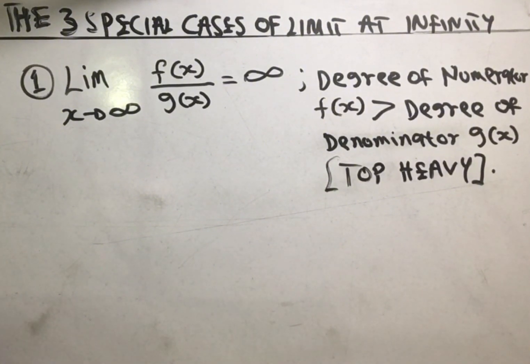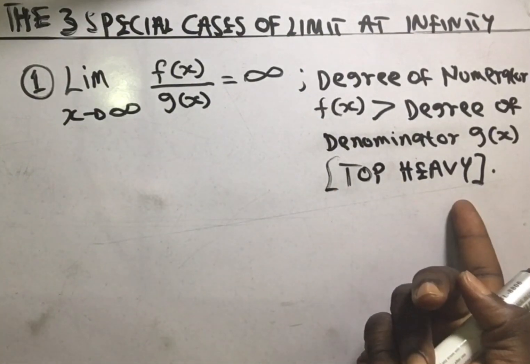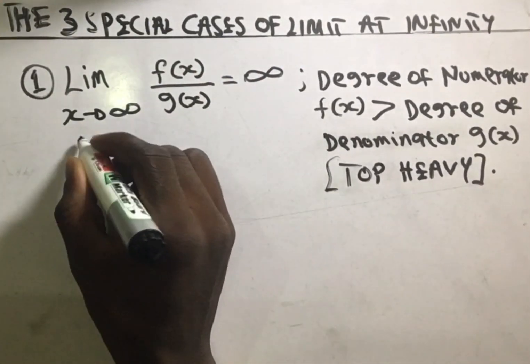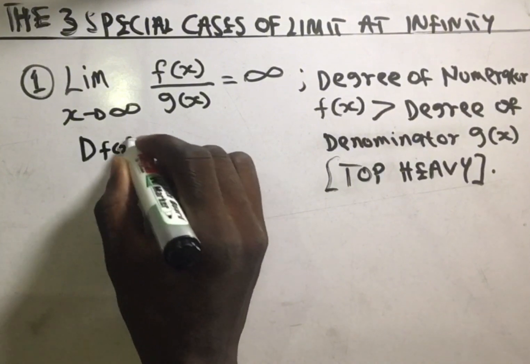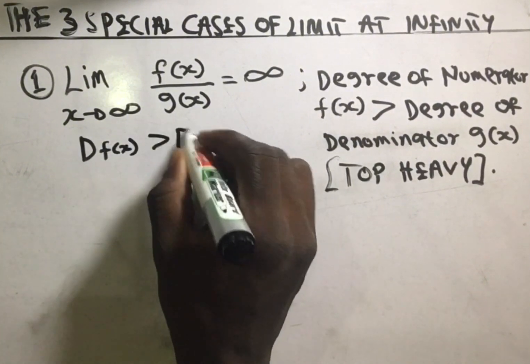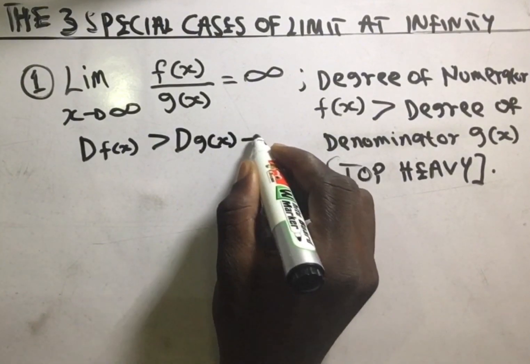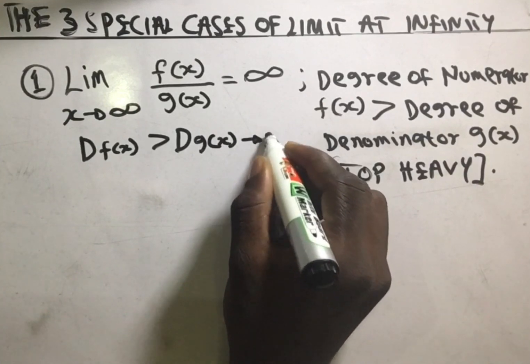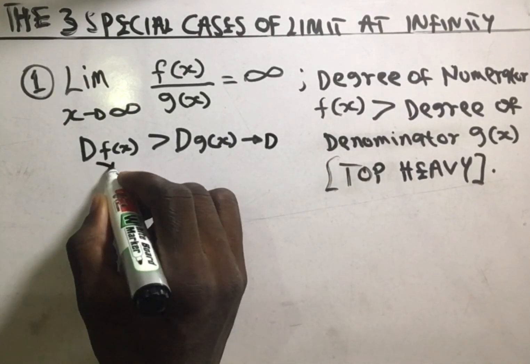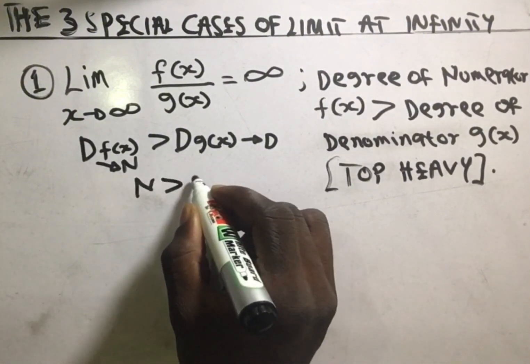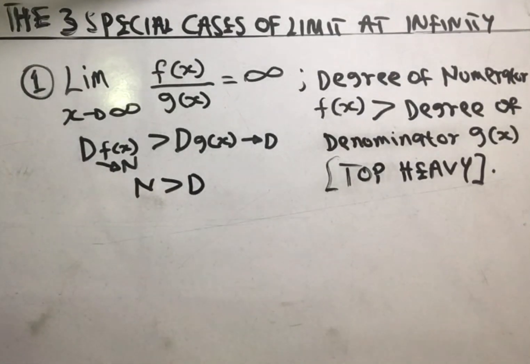You can just use top heavy to cram it, which is easy, because top heavy here in this case means the degree of the numerator is greater than the degree of the denominator. We can just see the degree of f of x is greater than the degree of g of x, which is the denominator. Basically this is the numerator. So we can see the degree of the numerator is greater than the degree of the denominator. So we are going to be looking at examples so that we can understand this better.